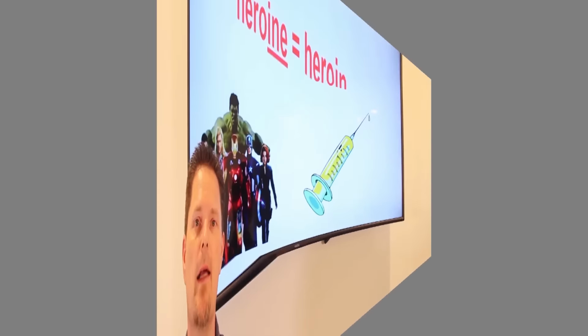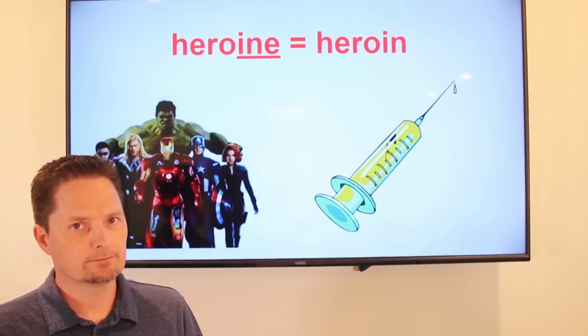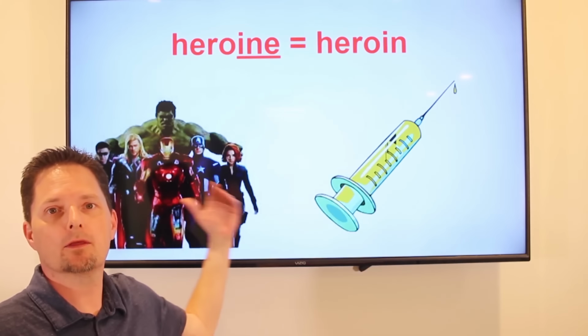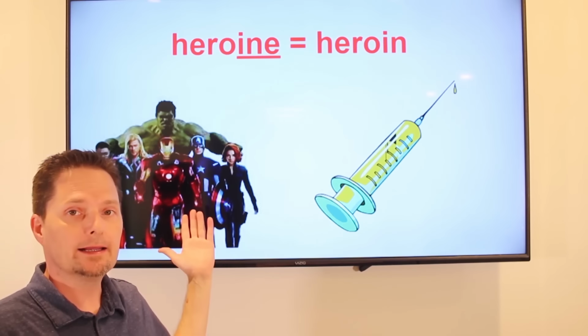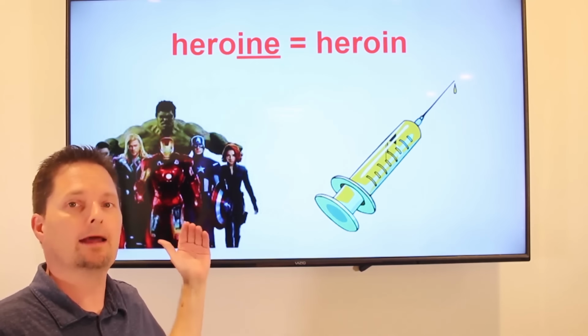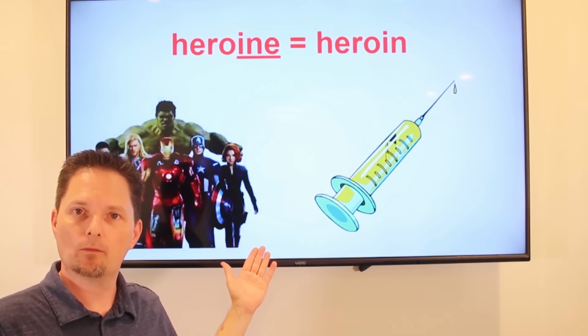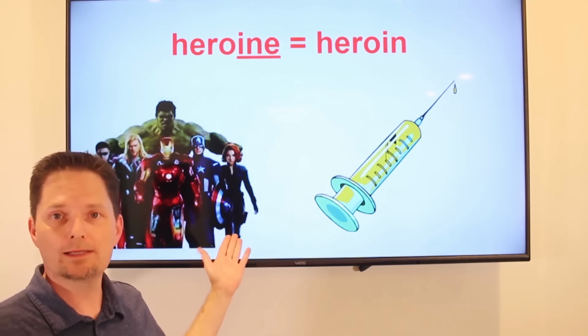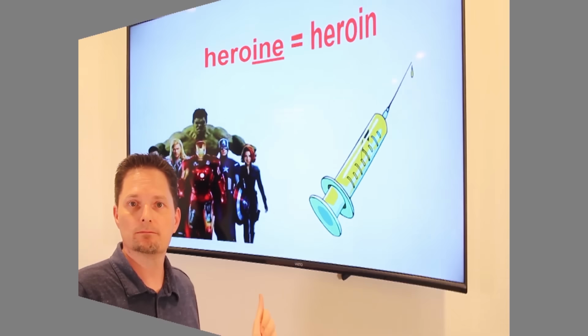Very good. Next we have heroine. The pronunciation is the same. The drug heroin and the person heroine. Hero is for a boy, and for a girl we say heroine. It's a girl hero. So, Black Widow is the heroine of the Avengers.